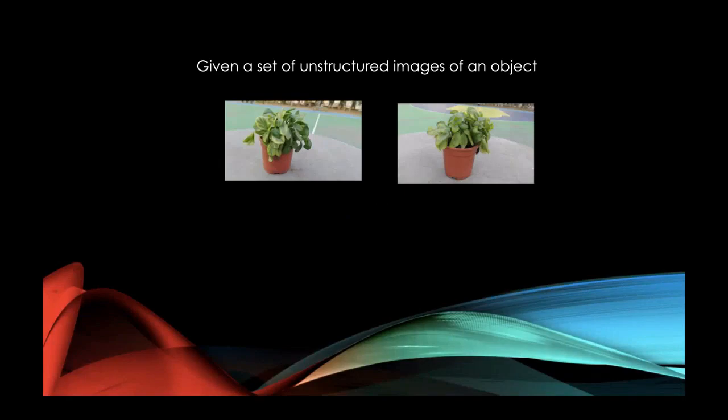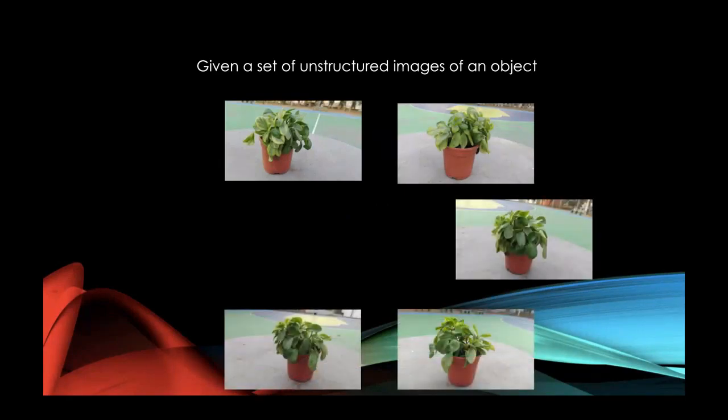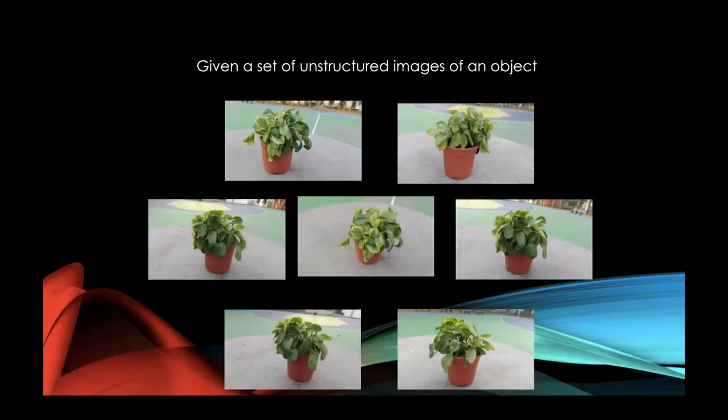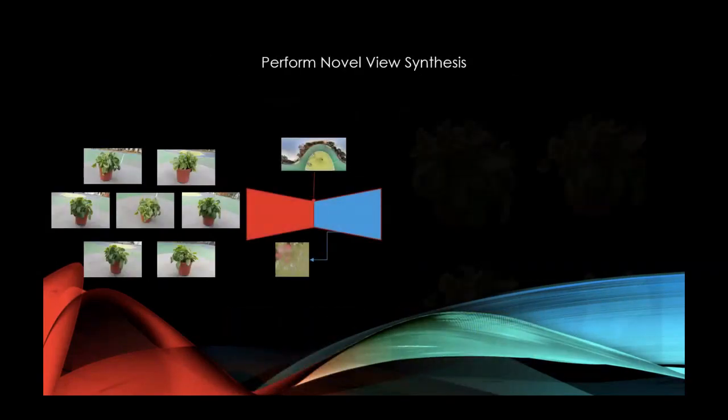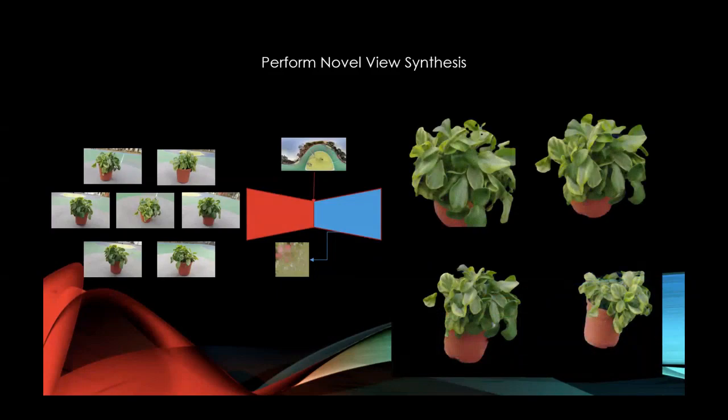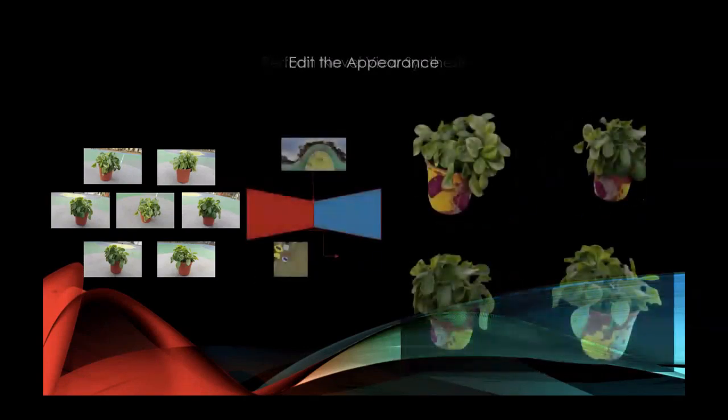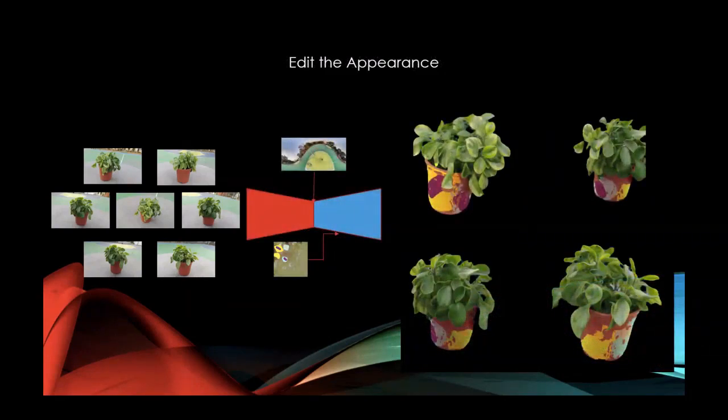So what is the goal of our project? Given a set of unstructured images of an object which can be captured using off-the-shelf smartphone cameras, we want to perform novel view synthesis, that is, view the object from new angles and poses. Note, we also take the environment map as input, which can easily be captured using Google Street View. Our method also optimizes for the diffuse texture of the object. Once the diffuse texture is recovered, we can then edit the diffuse texture to edit the appearance of the object.